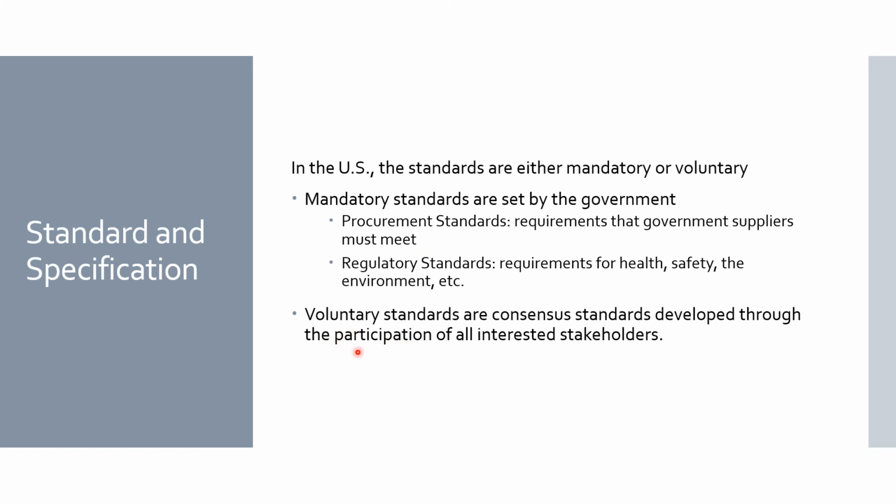The other category is voluntary standards, which go by agreement. They develop through the participation of a group of stakeholders or interested stakeholders. So this is kind of loose, but this other one is completely mandatory and completely monitored by the FBI and also the CIA for the international affiliations.